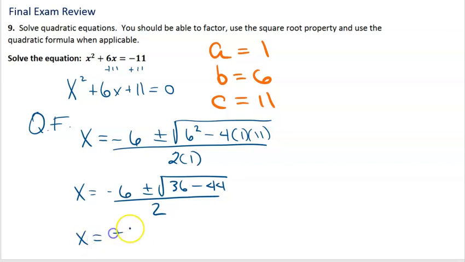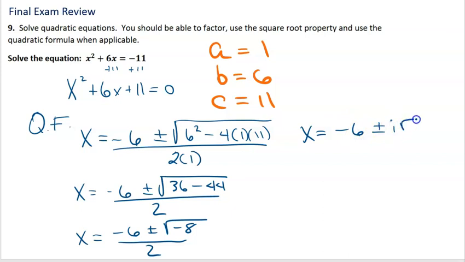I keep simplifying. That's negative 6 plus or minus the square root. Now what's 36 minus 44? Negative, you say. Negative 8, right? Is that awful? No, it's just imaginary, or it's a complex number. So we can do this, right? The square root of a negative is an i value. So you have negative 6 plus or minus i square root of 8, over 2. Notice when I handled that negative, it came out as an i, and now it's no longer in there.